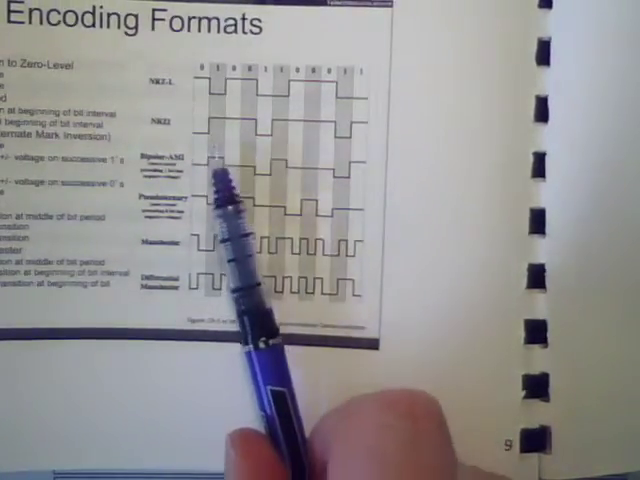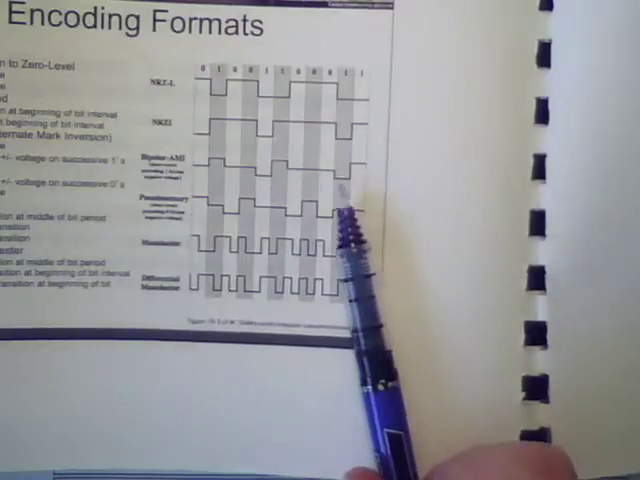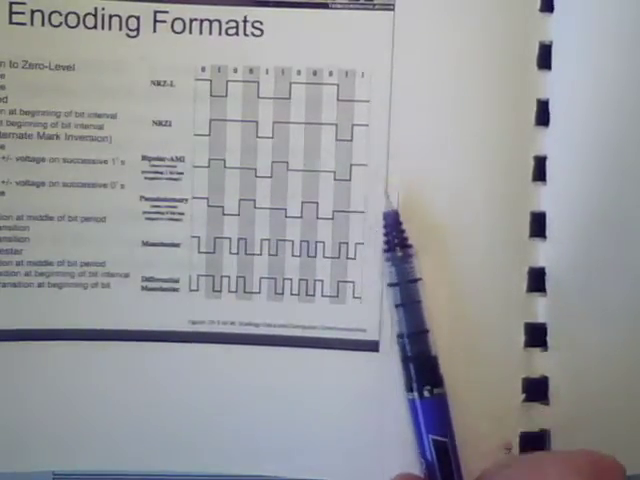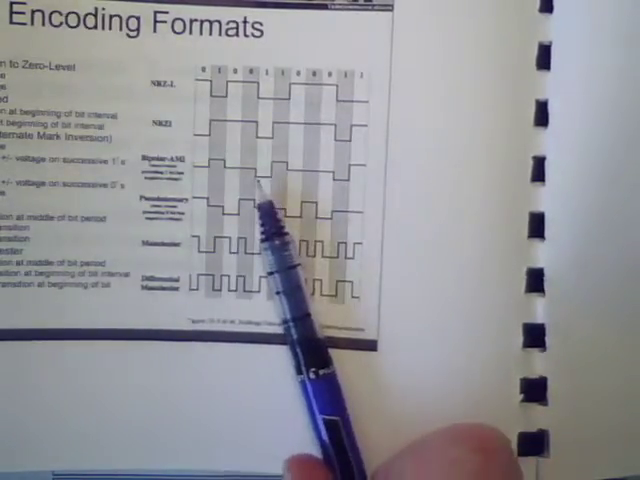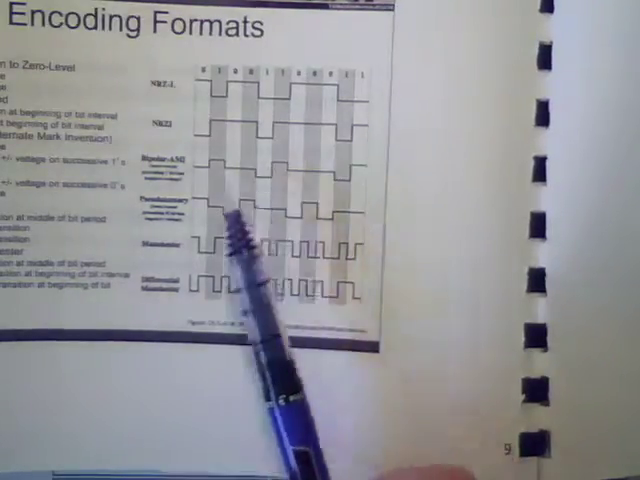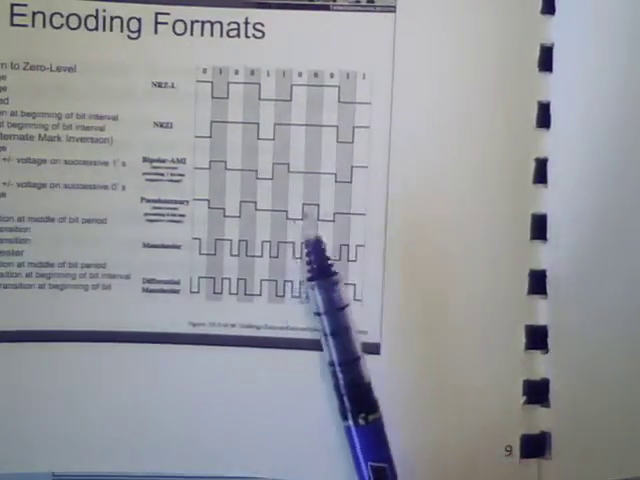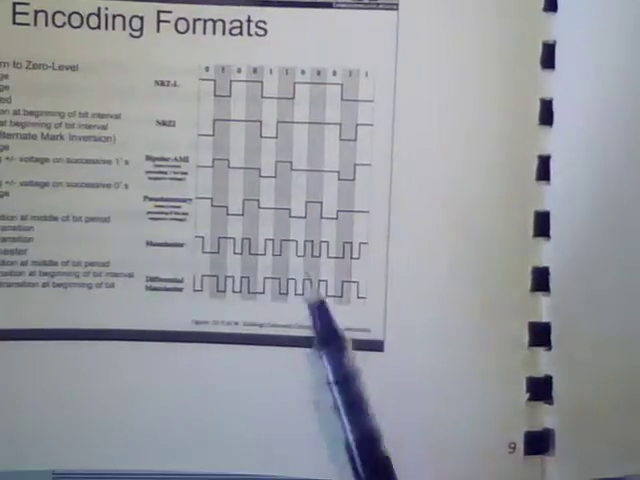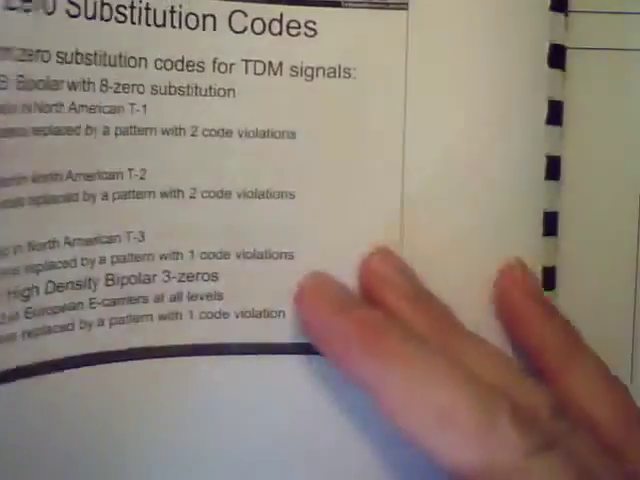Okay, and so this signal with just bipolar AMI, every time there's something other than a 0 voltage, it has to alternate between positive and negative. And if for some reason it didn't, if we had 2 positive voltages in a row or 2 negative voltages in a row, that would be called a code violation, a violation of the code.